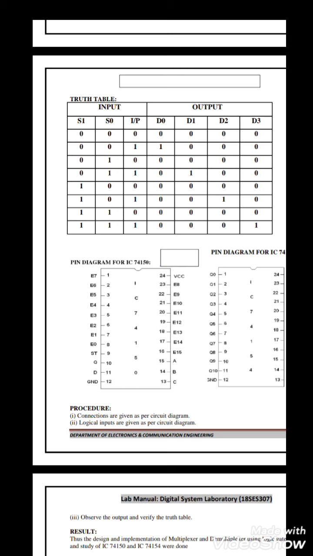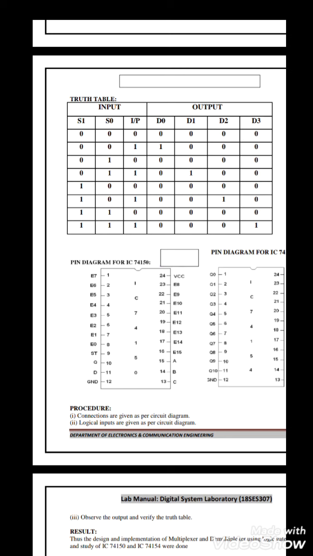Pins 1 to 8 and 23 to 16, totally 16 pins, are used to provide the input, and then ground and VCC. The 12th pin is the ground pin and the 24th pin is VCC. Actually a lot of pins are available there, so applying a higher voltage is not required. This is also a 74 series IC, also one of the digital ICs. Here we apply plus 5 volts, which is enough to operate this circuit.